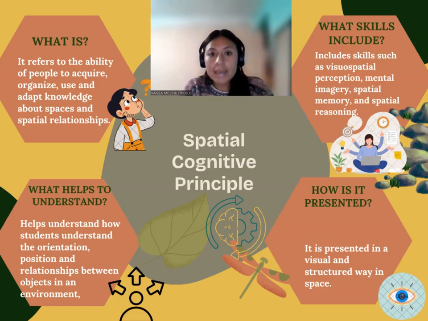In summary, the spatial cognitive principle reminds us that learning is more effective when we take advantage of the brain's visual capacity. Presenting content in an orderly, visually connected way between text and image helps students understand better, remember more, and enjoy the learning process.